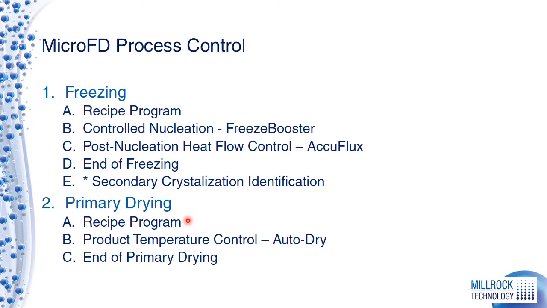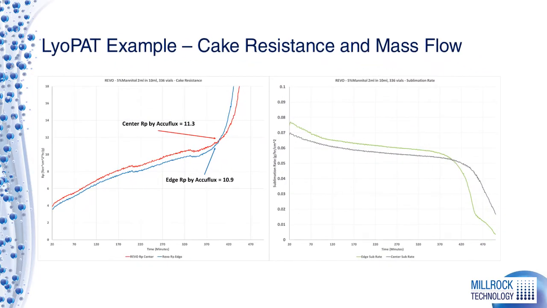In primary drying, we can use a recipe program. We can control the shelf temperature based on the product temperature and optimize the cycle, and we can determine end of primary drying using the Pirani versus the capacitance manometer. Here's a quick example of the cake resistance versus time and the mass flow versus time for center and edge vials. And this just shows the capability of the system to give us the critical process parameters that we're looking for.